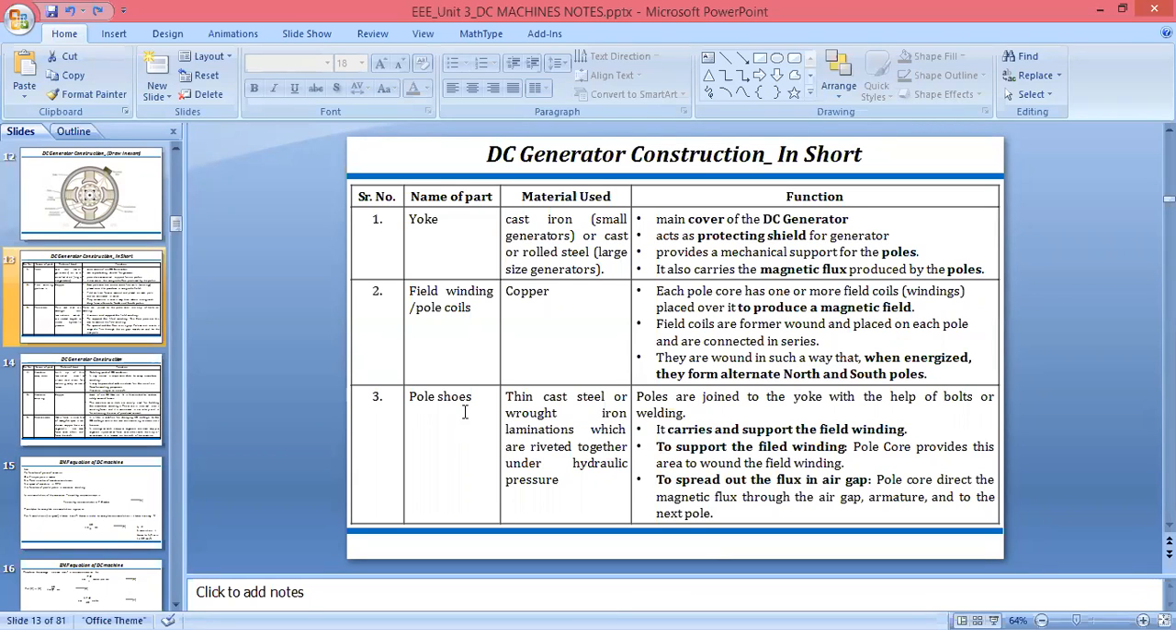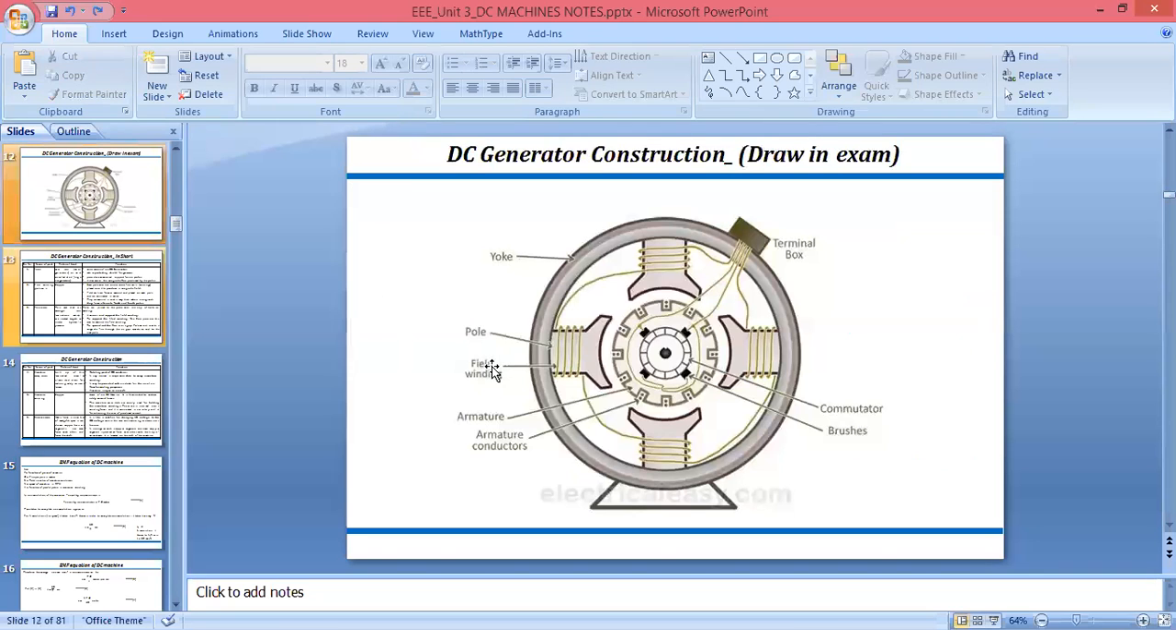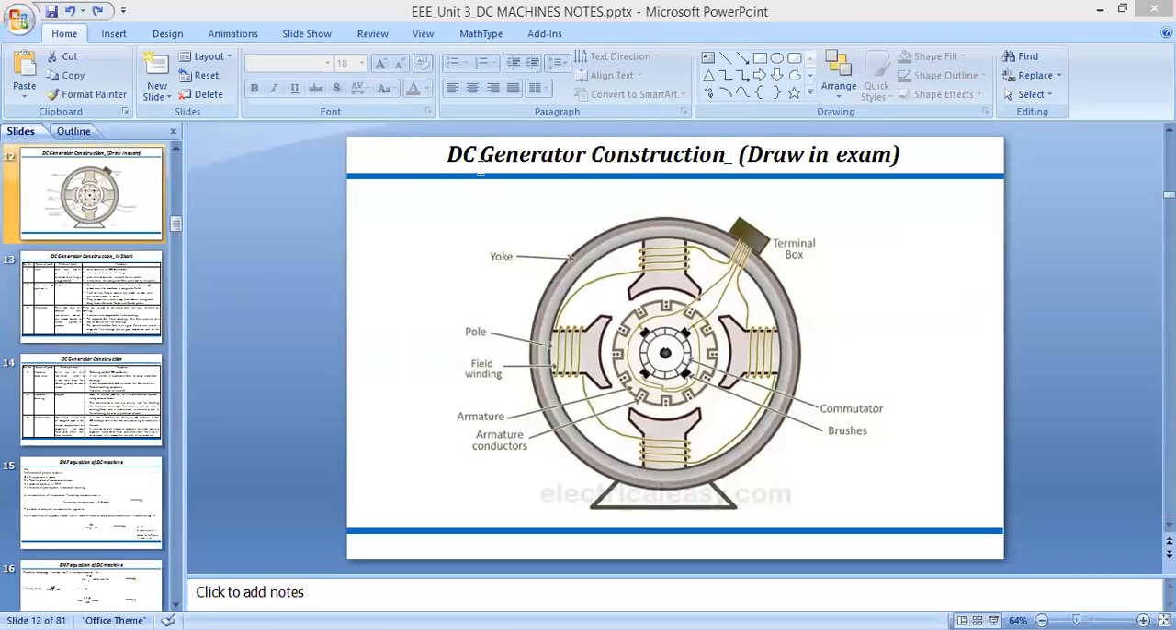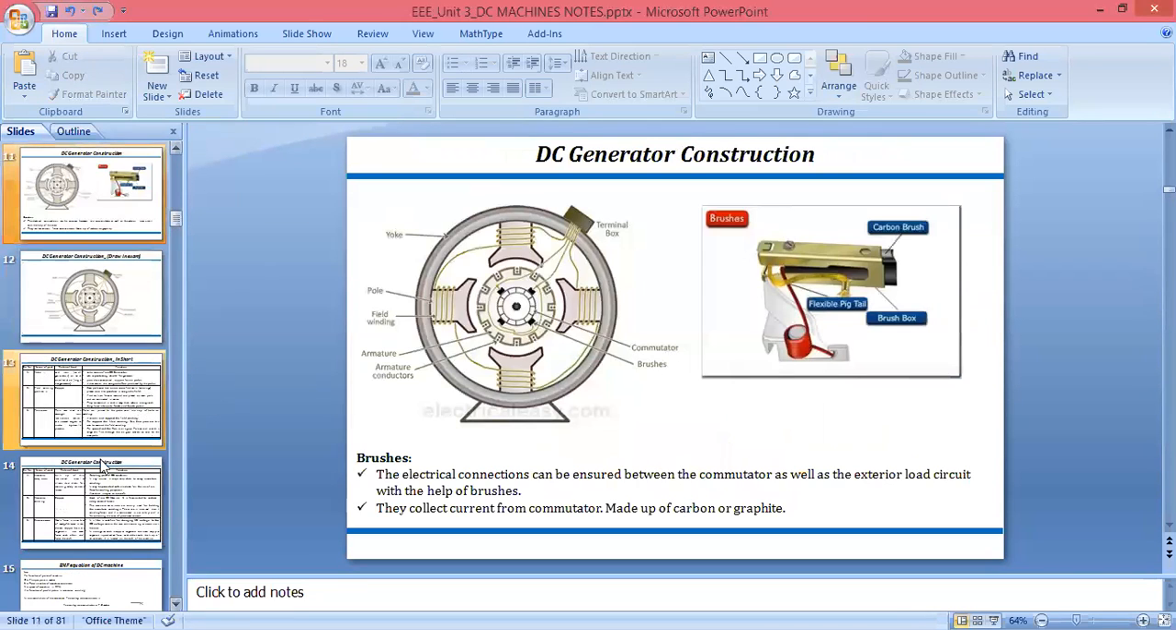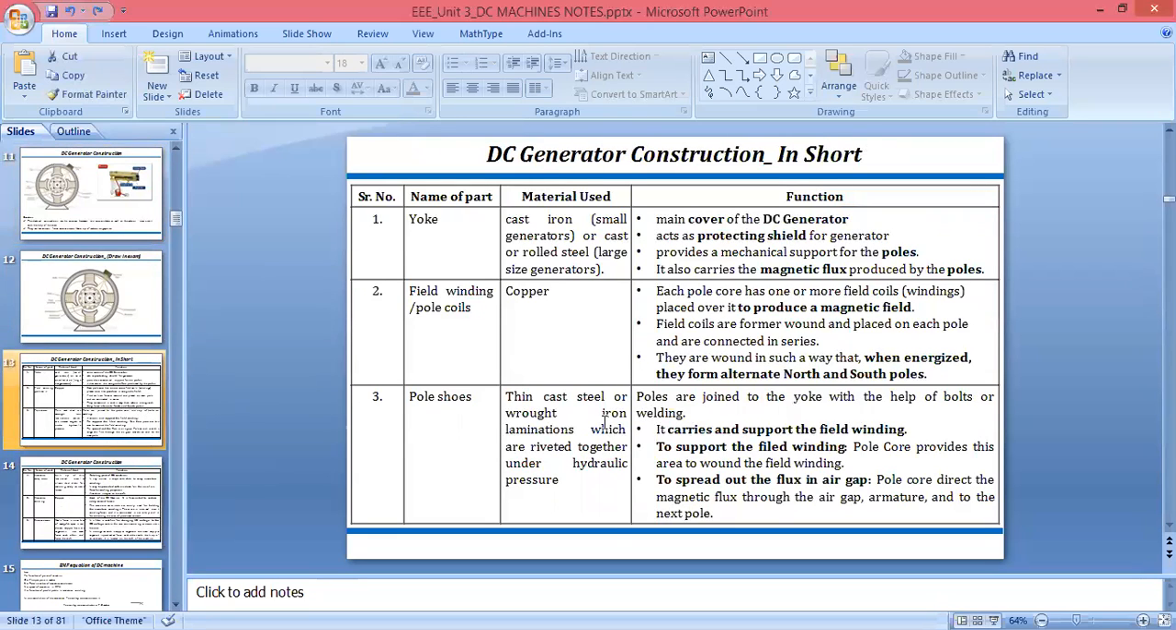If you look at the pole shoes, we can make the pole using thin cast steel or iron lamination. We join this pole with the yoke, and it will carry and support the field winding because we are doing the field winding on the pole, as you can see here.